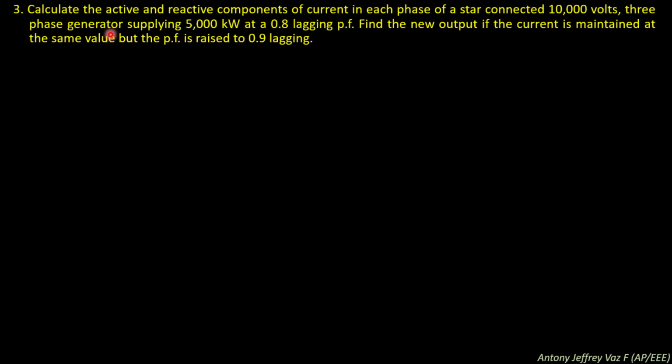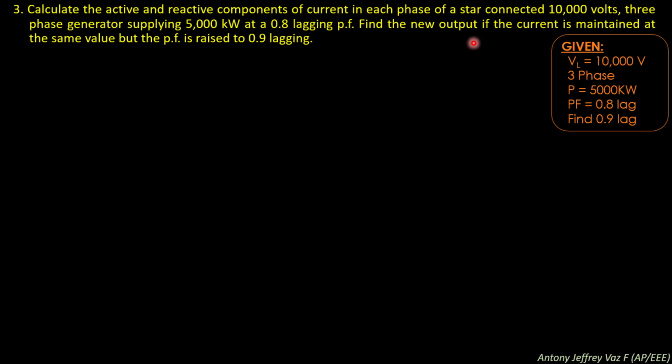Third problem, calculate the active and reactive component of current in each phase of a star connected 10,000 volt 3-phase generator supplying 5,000 kilowatt at 0.8 power factor. Find the new output if the current is maintained at the same value but the power factor is raised to 0.9 lagging.